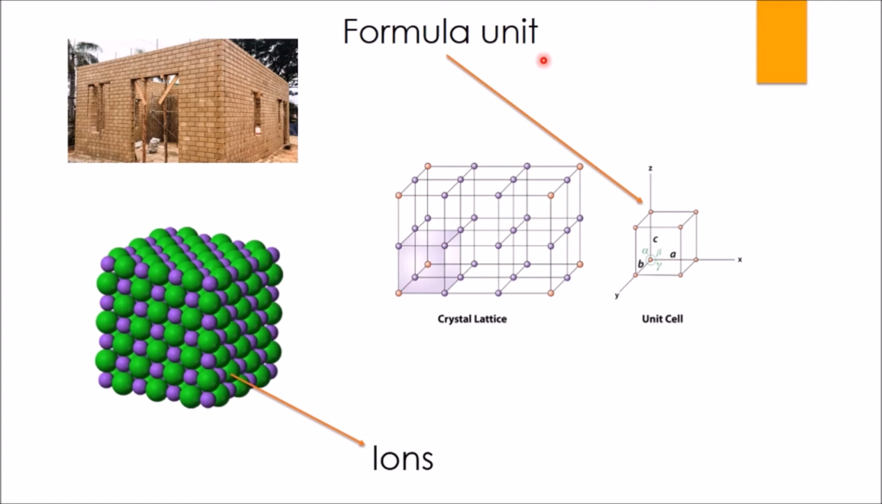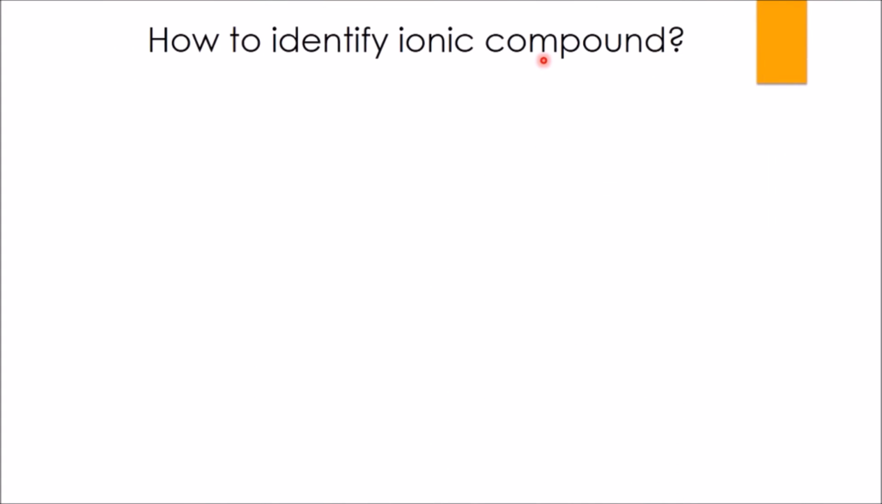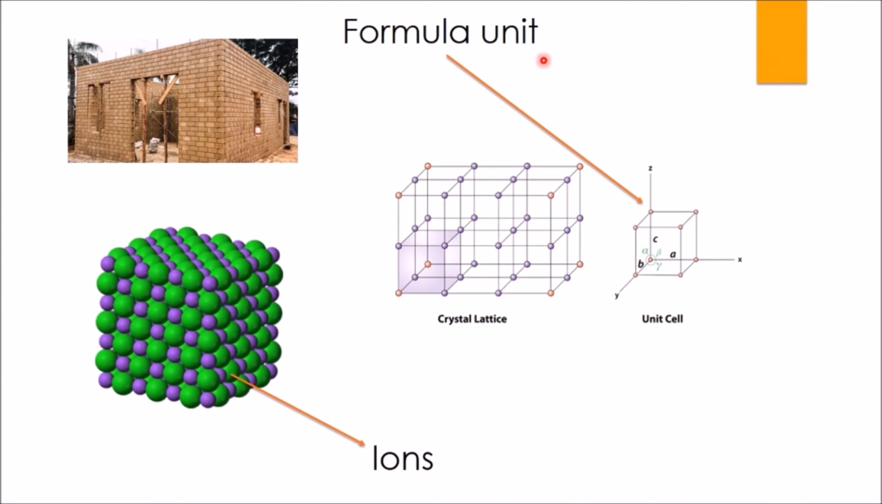So when we find the mass of that formula unit, we actually have the formula mass. Whenever we find the mass of a formula unit, that mass is called formula mass.